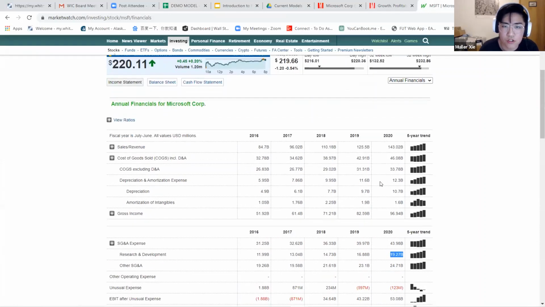So I will just choose it. It will be the same value in both the income statement and the cash flow statement. From here I will just choose the data in the income statement, which is $12.3 billion for 2020.